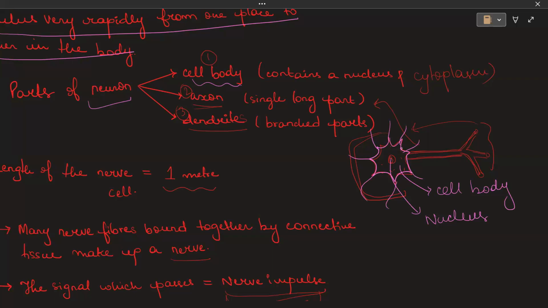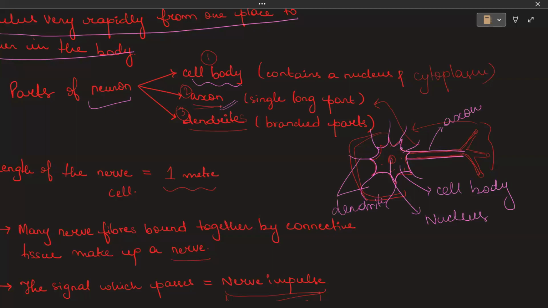Then from the cell body arises a long portion which is known as axon. It is the single long part. Okay. So what are the parts? These are your dendrites. Ma'am, can you just explain once again? Yes, I'm talking about the different parts of a neuron.